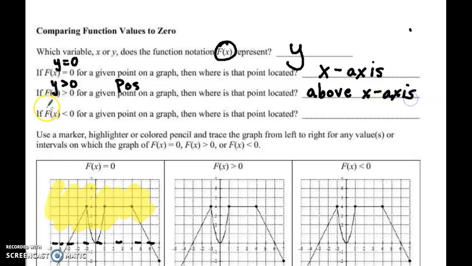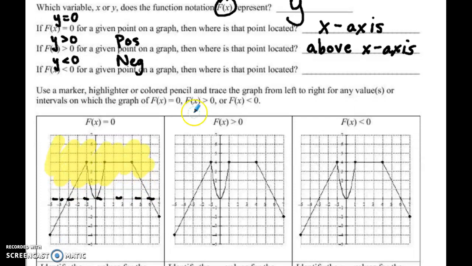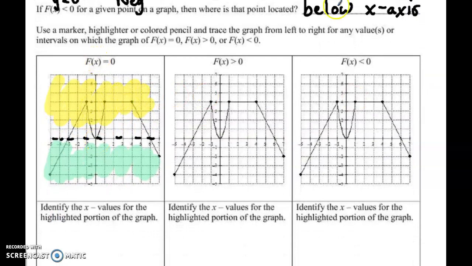Versus if I said y is less than 0, those are negative numbers. Let me get a separate color highlighter out. That would be anywhere you're below the x-axis. Negative values are below the x-axis. So as we're looking at this, I think I kind of ruined this picture because it wanted you to trace. I'll go back to blue and just not use a highlighter.